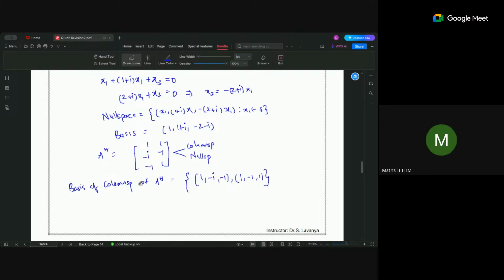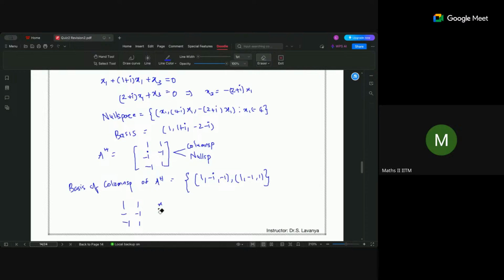Okay. Now what is the basis for the null space? For that we need to compute the null space. So you have 1, 1, i minus 1, minus 1, minus 1 times x1, x2. So you have x1 plus x2 equal to 0, minus i x1 minus x2 equal to 0. Okay, I should have told this before computing this.